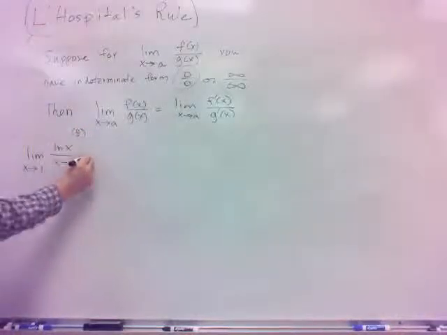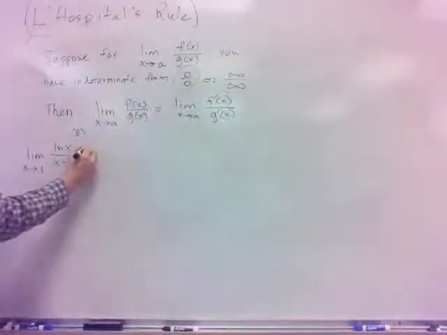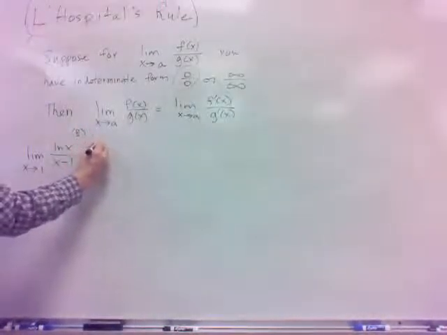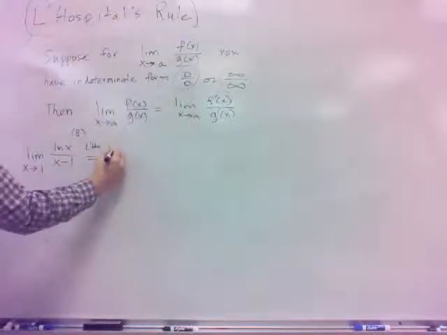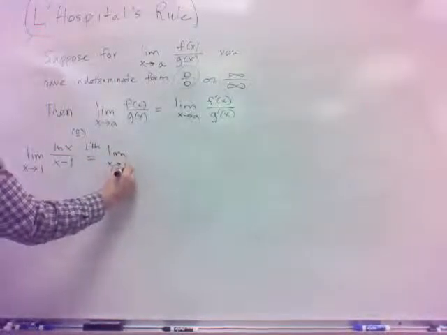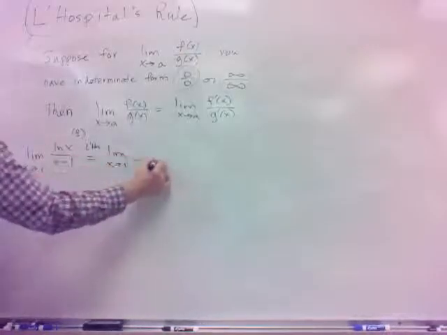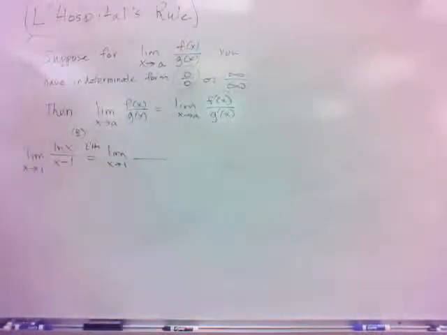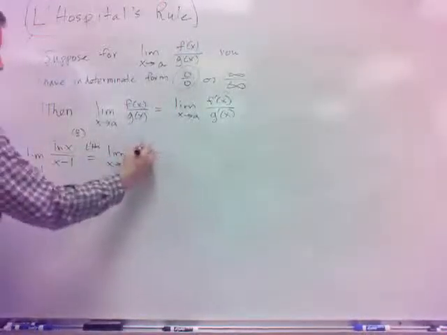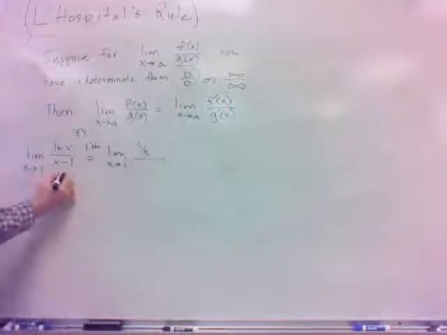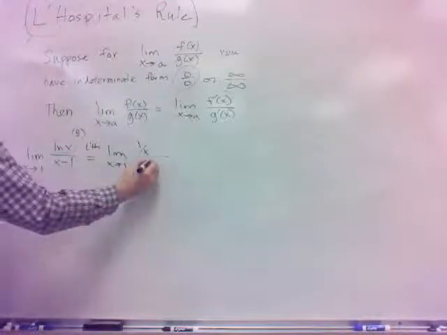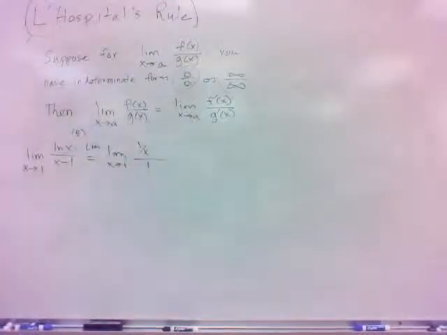And so what this means is I can now, by L'Hopital, take the limit as x approaches 1. Instead of ln of x over x minus 1, I'm going to take the derivative of ln of x, which is 1 over x, and the derivative of x minus 1, which is 1. I'm going to do that new limit right there. L'Hopital says I can do that, since it's 0 over 0.